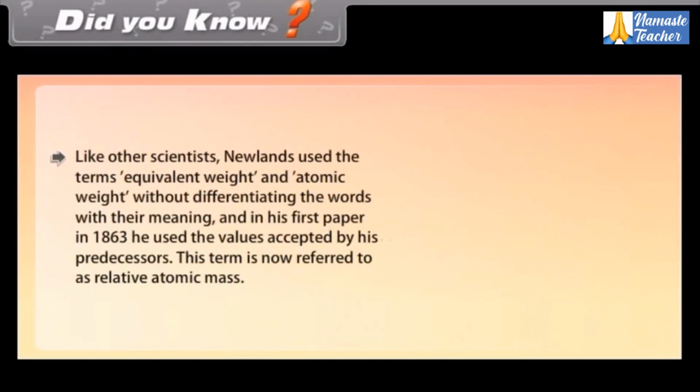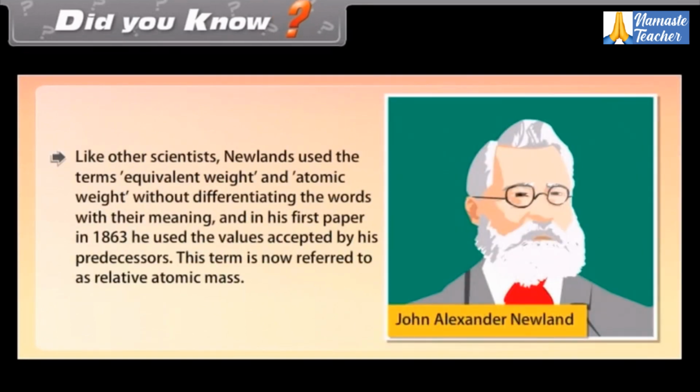Did you know? Like other scientists, Newland used the terms equivalent weight and atomic weight without differentiating them by their meaning, and in his first paper in 1863, he used the values accepted by his predecessors. This term is now referred to as relative atomic mass.